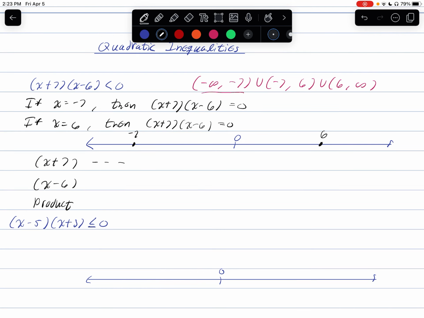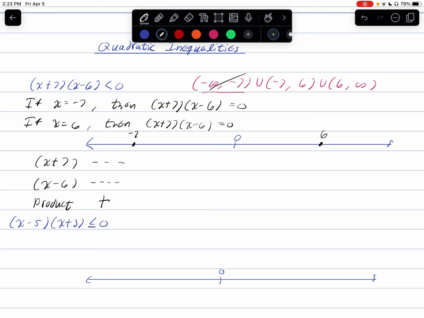Then we have x - 6. If we have a number less than -7, x - 6 is also going to be a negative number. So we have a negative number times a negative number, and that's going to give us a positive number. So the product is going to be positive on this interval. And you'll notice that we're looking for segments of the number line where (x + 7)(x - 6) is strictly less than 0. So we're looking for instances where the product is negative. This is positive. Therefore, we know that the interval from -infinity to -7 is not going to be part of our solution.